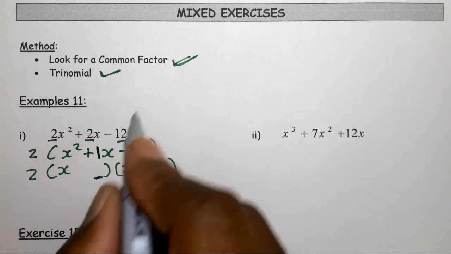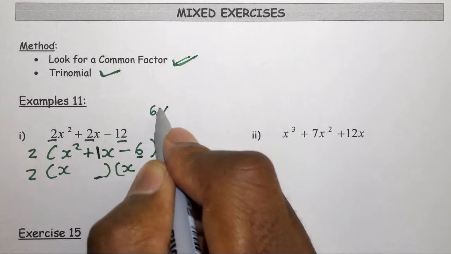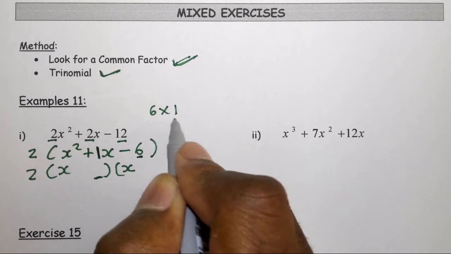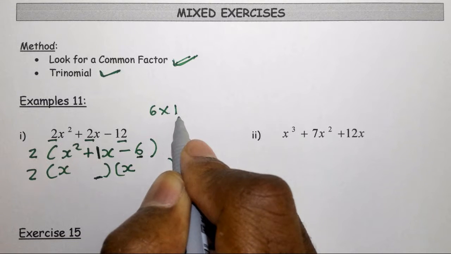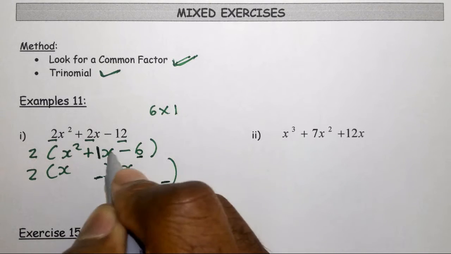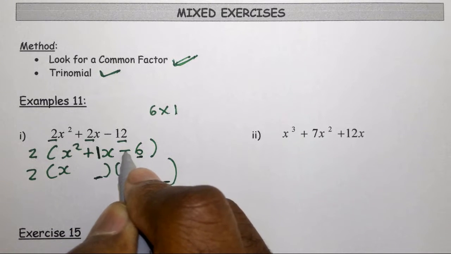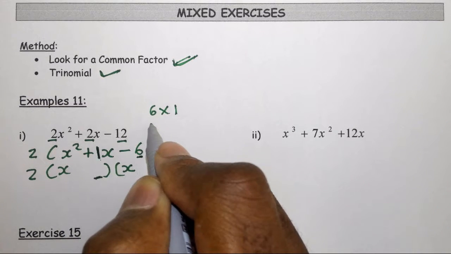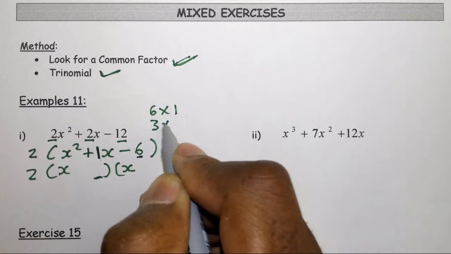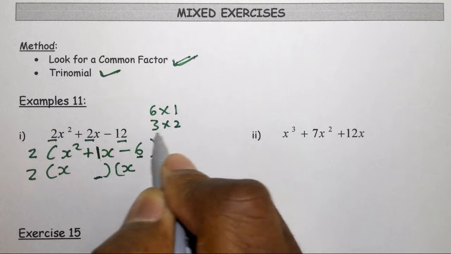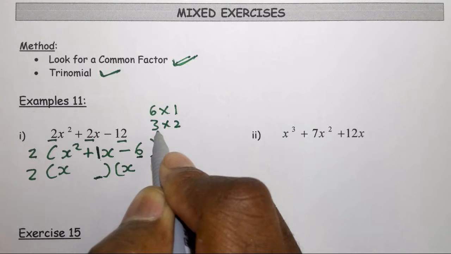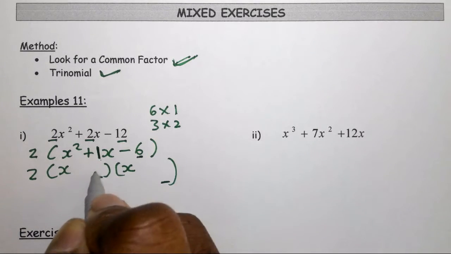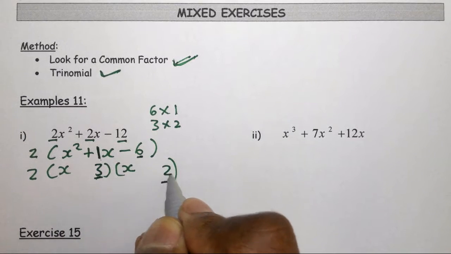Okay, so let's see. If I use 6 times 1, 6 times 1 is 6, but 6 minus 1 is 5, not 1. I have to subtract to get the middle term. So 6 and 1 doesn't work. How about 3 times 2? Because 3 times 2 is 6, and 3 minus 2, I get 1. So I can use 3 and 2. I'll put 3 there and then 2 there.